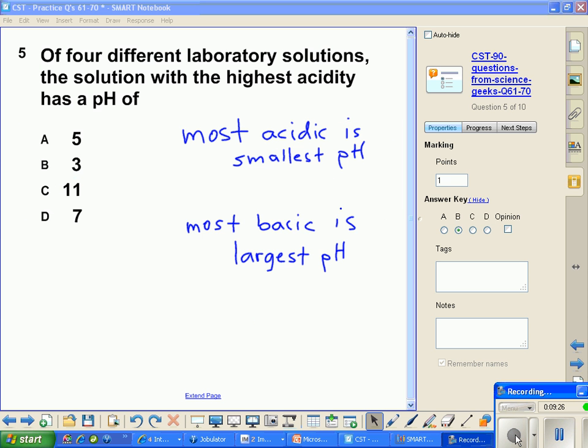In this question, you have to understand the pH scale. 14 is your strongest or most concentrated hydroxide solution, which is the most concentrated base. Your smallest pH is the most acidic one, and that will have the highest concentration of hydrogen ions. So that's why your answer here is letter C.